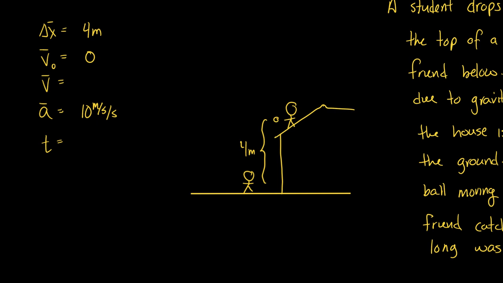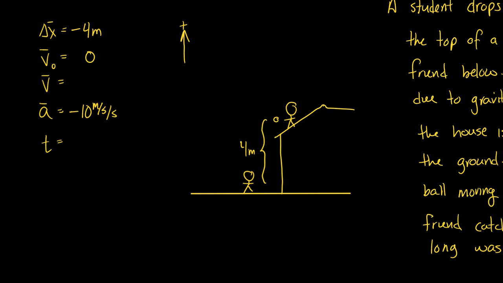Next, I have to be intentional about direction. Do I want up to be positive or down to be positive? Okay, if up is positive, then the ball fell downwards 4 meters and was being pulled downwards by gravity at 10 meters per second squared. So if we choose up to be positive, we have to be intentional about direction for the other things that are vectors. Any question about that?